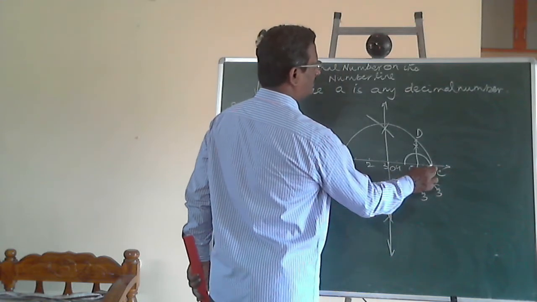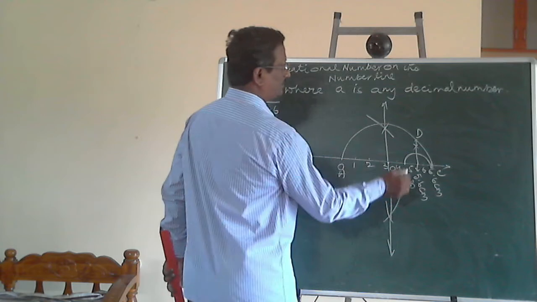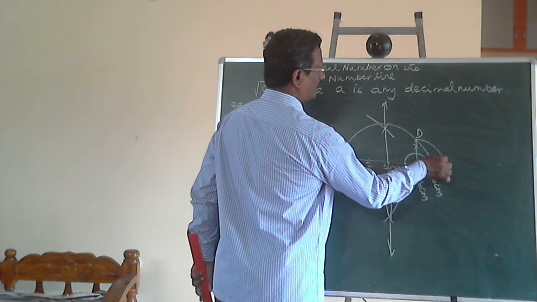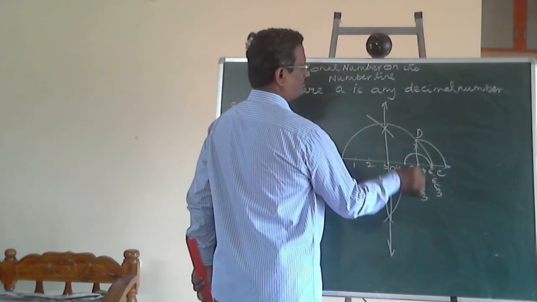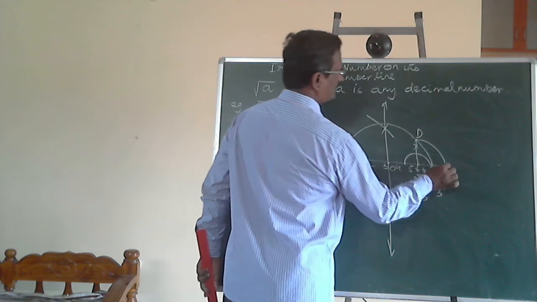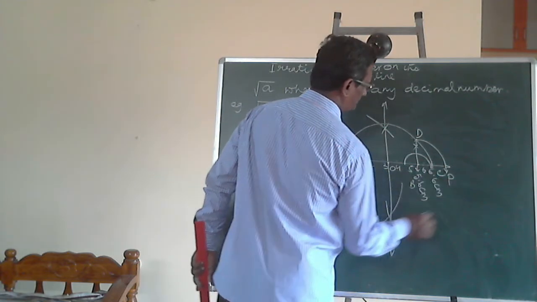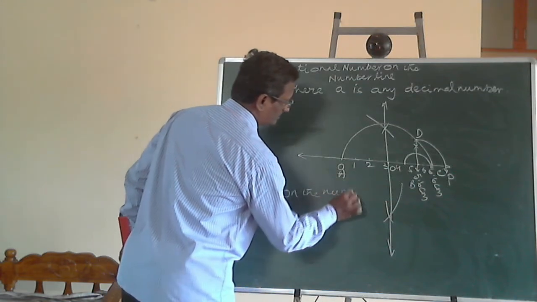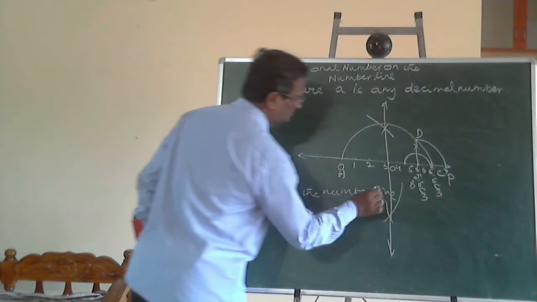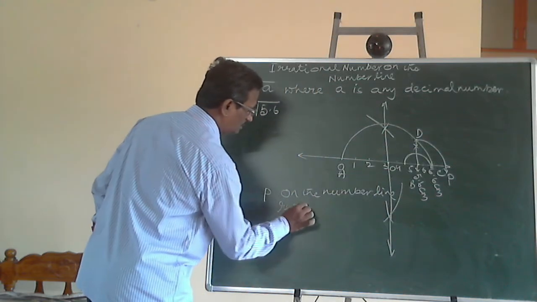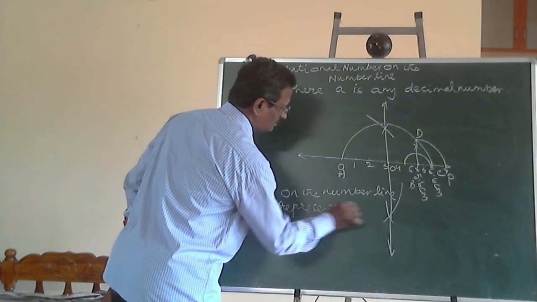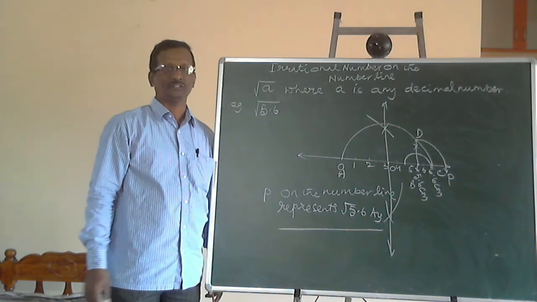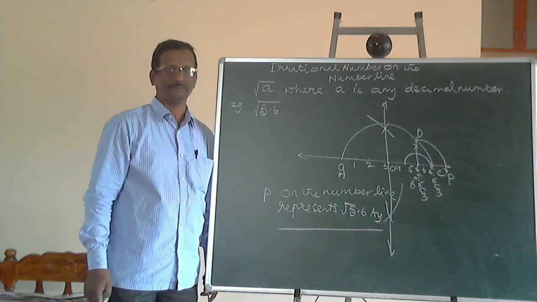A, B, C, D. With center B and BD as radius, draw an arc intersecting the number line at P. P on the number line represents root 5.6. Answer. A simple procedure to construct root 5.6 on the number line.